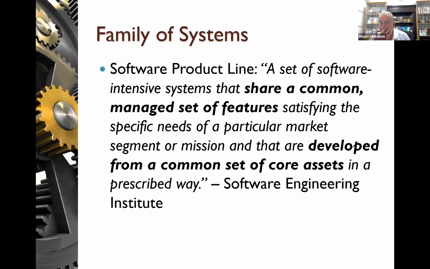And this is related to the concept of a software product line that was investigated at the Software Engineering Institute at Carnegie Mellon University. A product line is a set of systems that share a common managed set of features, and they are developed from a common set of core assets. So the idea of the product line is that you prepare these assets, and then from the shared assets, you can build many different systems, many different applications.